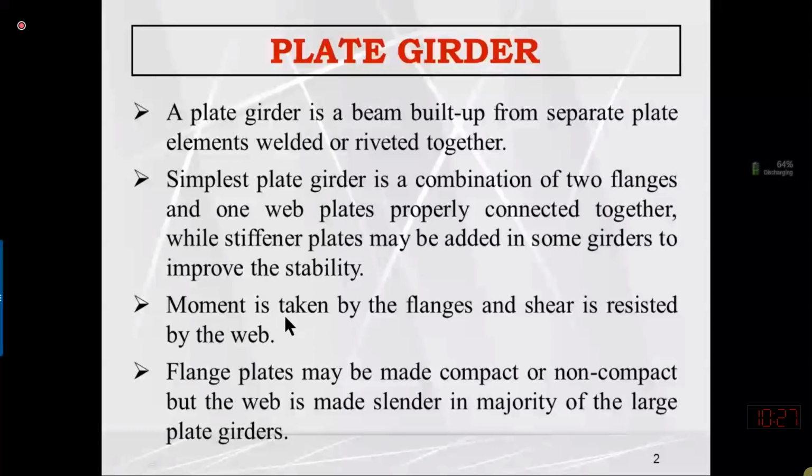And similarly, if you visualize the distribution of the shear stresses, the shear stress is parabolic, and it is maximum in the web and zero at the extreme fiber or flanges. So we will assume that all the shear force is resisted by the web. So in a plate girder, we will determine the flange size based upon bending moment, and we will determine the size of the web based upon the shear force diagram.